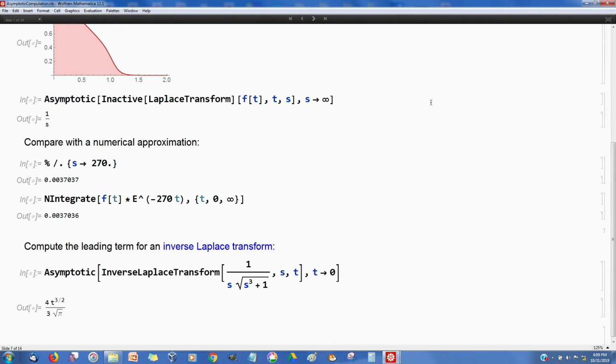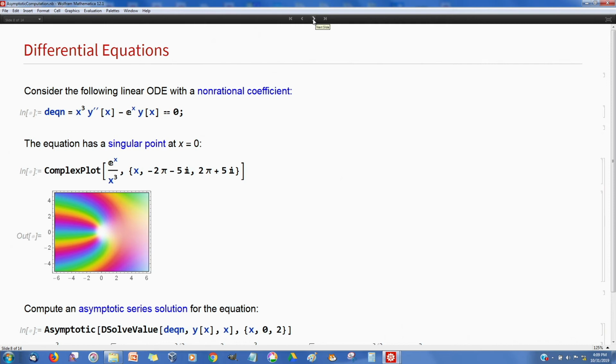Okay, so now on to differential equations. So here's a differential equation. Looks pretty simple, but there's an e raised to x in it. So that's a non-rational coefficient. It's impossible to solve that, at least as far as I know, with current functionality. So you see over here that if you divide by the x cube, you actually have a singularity at 0. So that's the complex plot showing that over here.